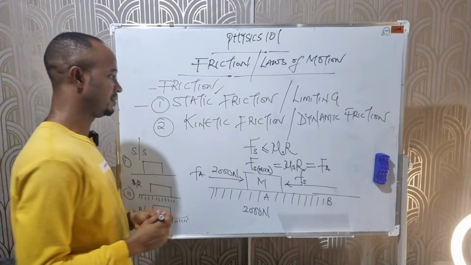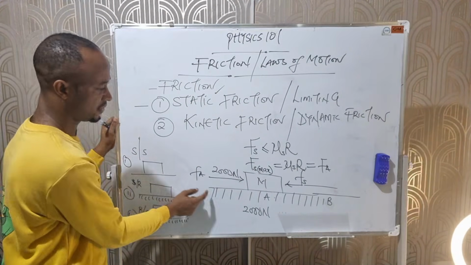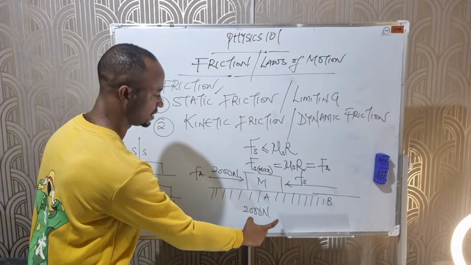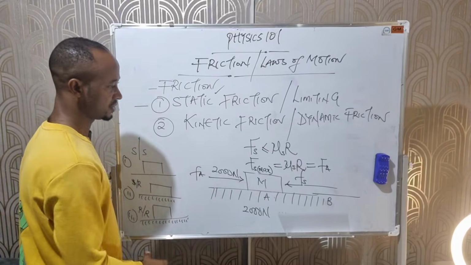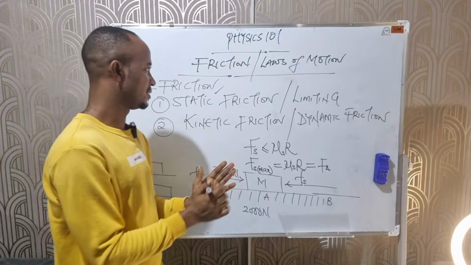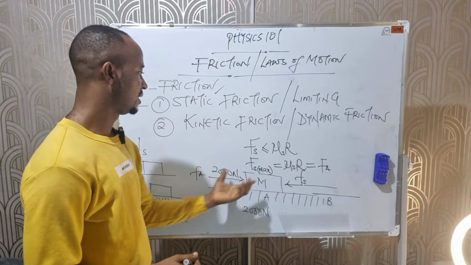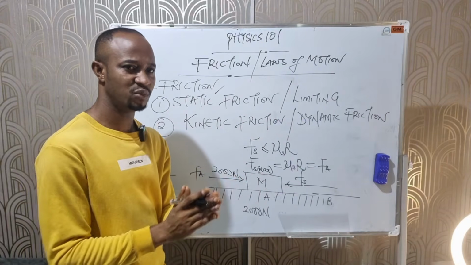Listen, let me explain this again. When Fa, the applied force, equals the static frictional force, at that moment the static frictional force becomes a limiting frictional force, because it is that maximum force that must be overcome.